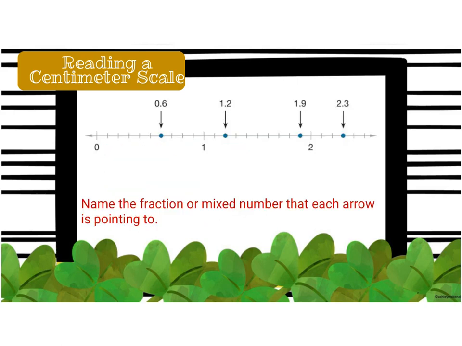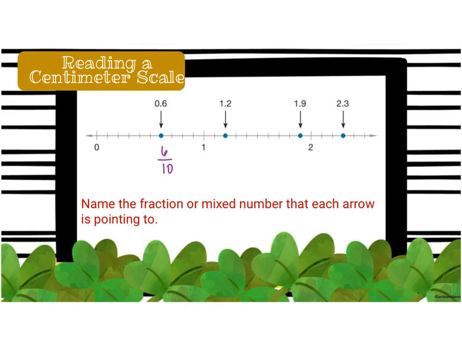Okay, here's an example on a number line. We want to name the fraction or the mixed number that each arrow is pointing to. So looking at this first one right here, okay, yeah. So I'm given decimals. I want to do fractions or mixed numbers. How would this fraction look if it's 0.6? 0 and 6 or just 6/10. It would be 6/10 because I want to write a fraction for it.